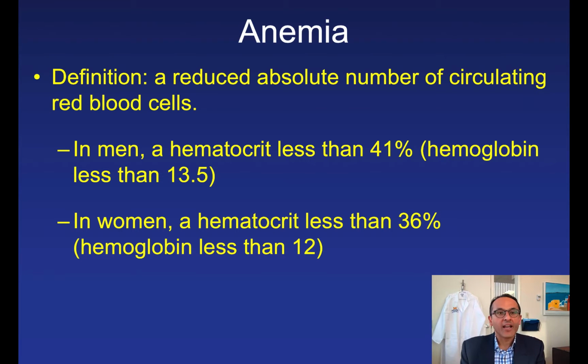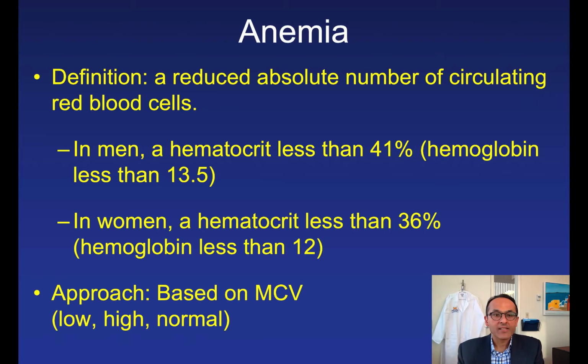So first let's define anemia. It's defined as a reduced absolute number of circulating red blood cells. In men, a hematocrit less than 41% defines anemia, or if you prefer to use hemoglobin, which is roughly a third of the hematocrit, it's a hemoglobin less than 13.5. And in women, it's a hematocrit less than 36% or a hemoglobin less than 12.